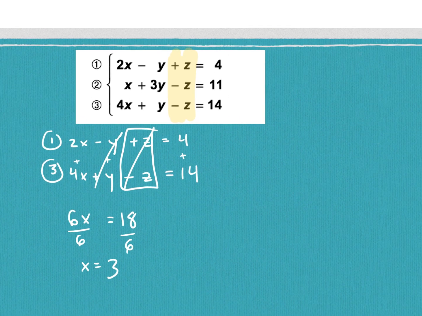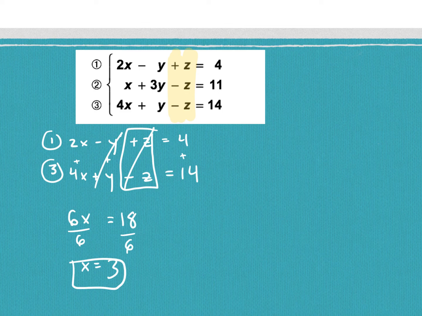So this one was kind of a nice little bonus for us, because usually only one of the variables will cancel out, and then we'll be left with an equation with 2 variables. But this was nice because we found what x is. Now we want to do the same thing, but pick 2 other equations. So we can't pick the exact same 2. One of them is going to repeat because there's only 3.